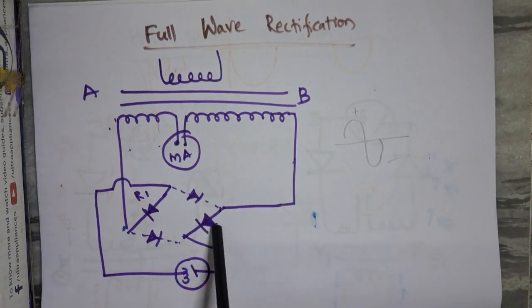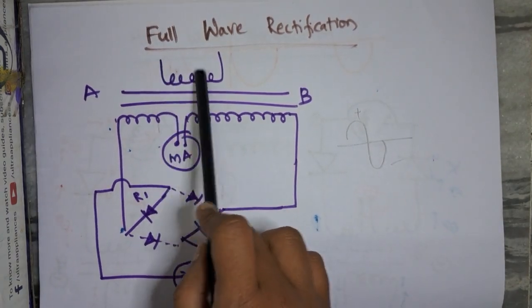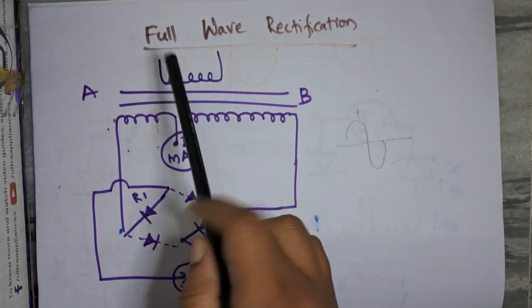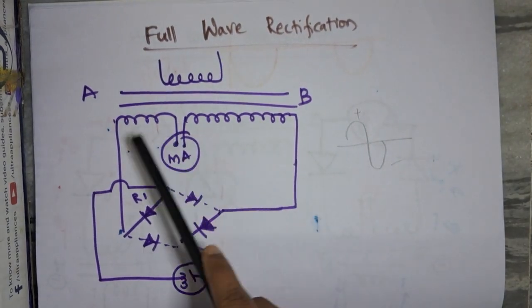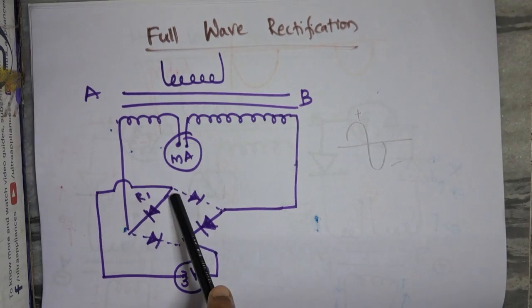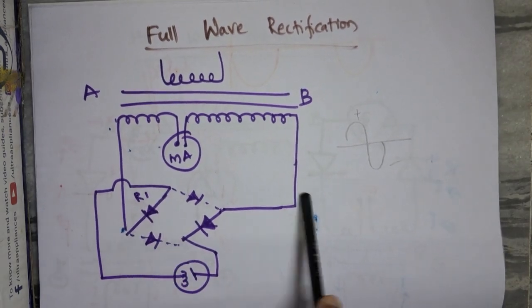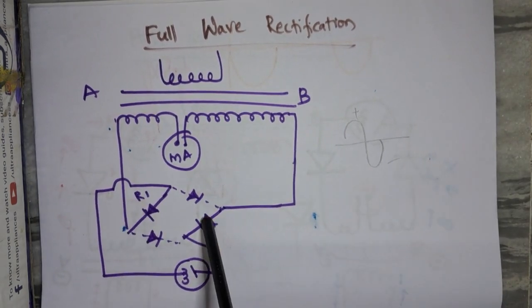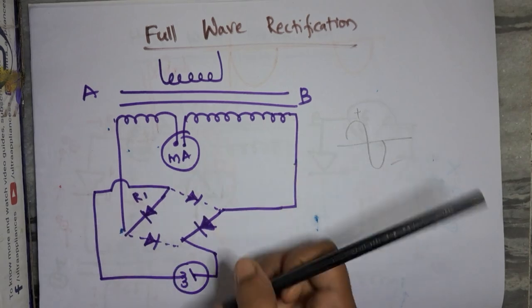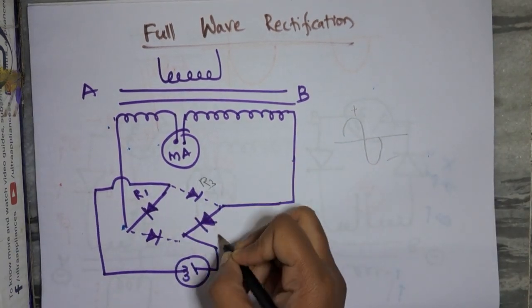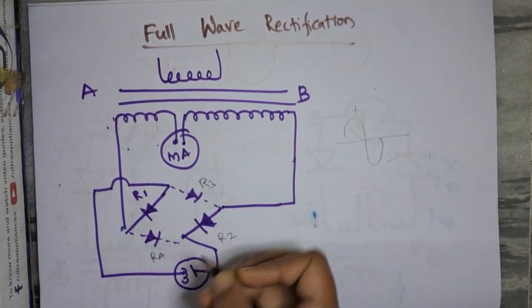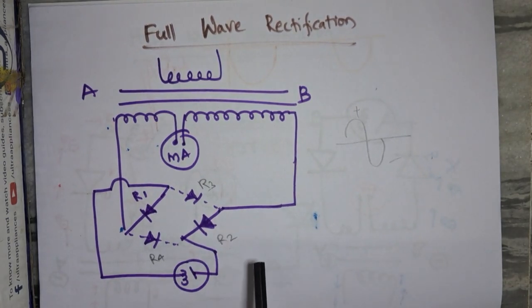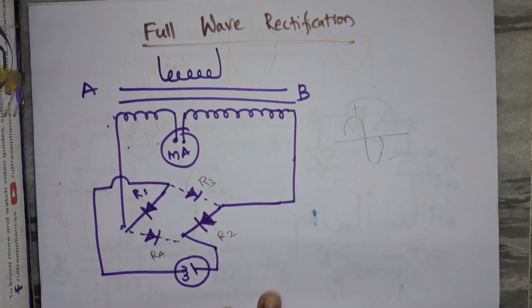So this is the diagram showing full wave rectification. In full wave rectification, this is the primary circuit, and this is a step-up transformer. To the secondary circuit, one end is connected to four different rectifiers, which are labeled R1, R3, R2 and R4. These are the four different rectifiers. So what happens, we will see.